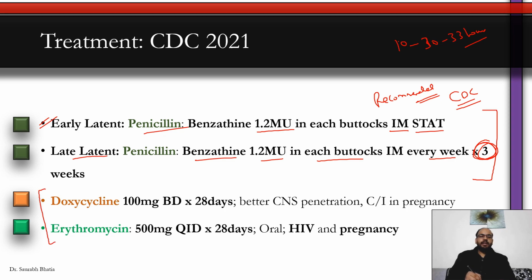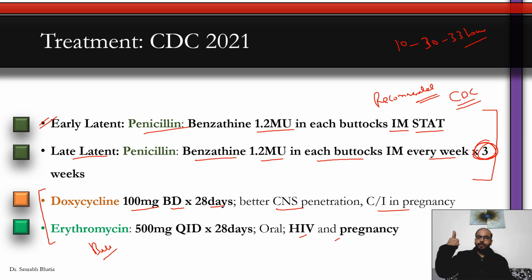The alternative regimens include doxycycline 100 mg twice a day for 28 days. It has better CNS penetration, but it is contraindicated in pregnancy. In pregnancy, you can use erythromycin base 500 mg QID for 28 days. It's an oral drug and can be used in HIV and pregnancy. So the recommended regimen is penicillin, 1 shot if it is early, and 3 shots 1 week apart if it is late. The alternative regimens are doxycycline 100 mg twice a day for 28 days, or erythromycin base 500 mg QID for 28 days.